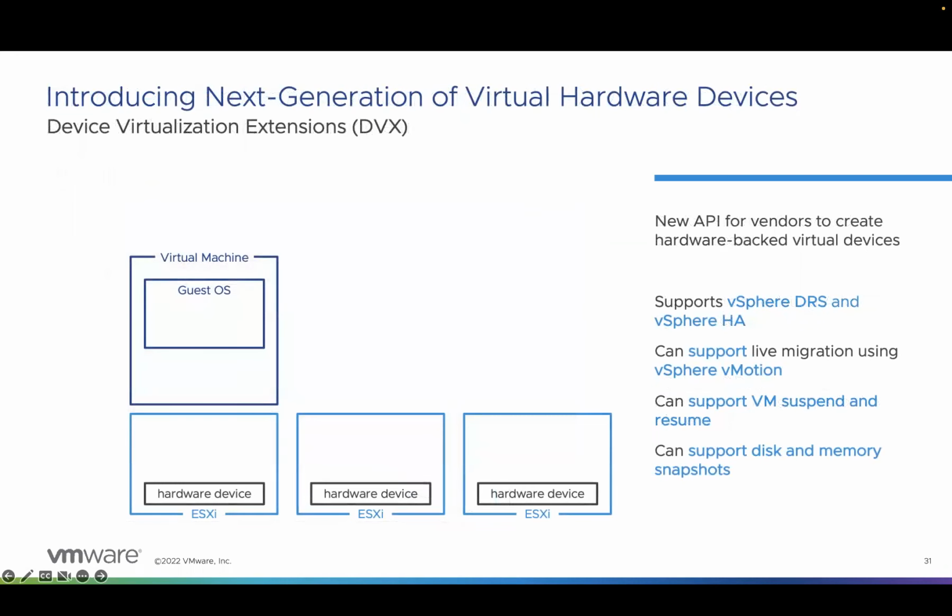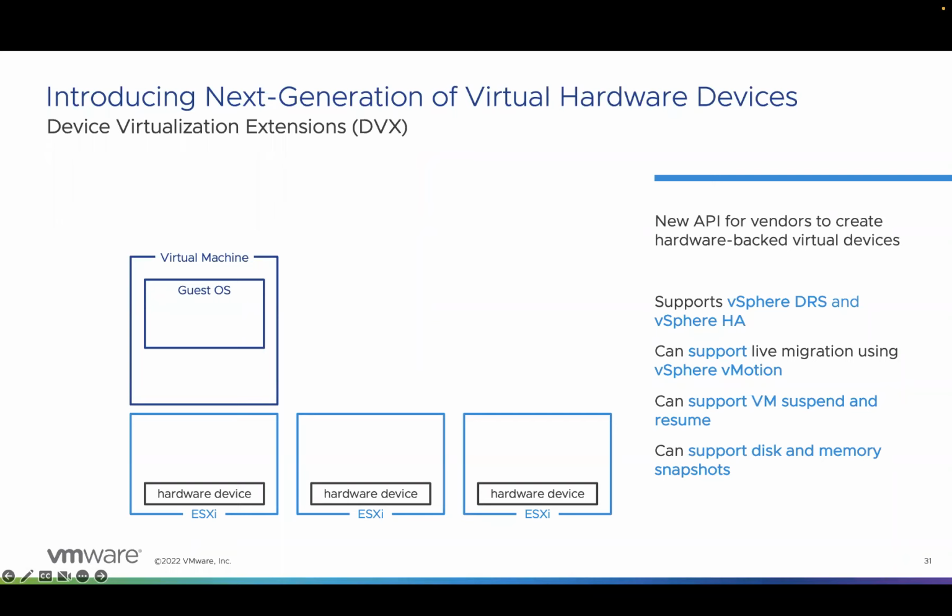Now, the other area of consuming physical hardware to virtual machines that we're introducing in vSphere 8, we call device virtualization extensions. So this is a new API that will allow our vendors to create new hardware-backed virtual devices. So in previous releases, VMs consuming physical hardware using direct path IO or dynamic direct path IO were limited in their mobility, or even using device groups that we just saw, that you don't get all the benefits of a virtual machine's mobility when you're consuming physical hardware like that.